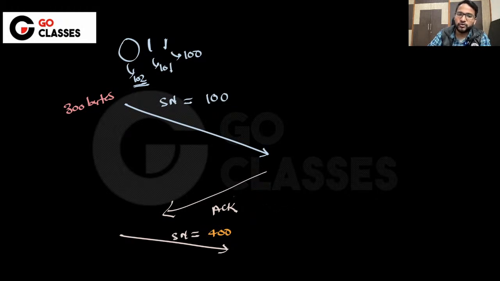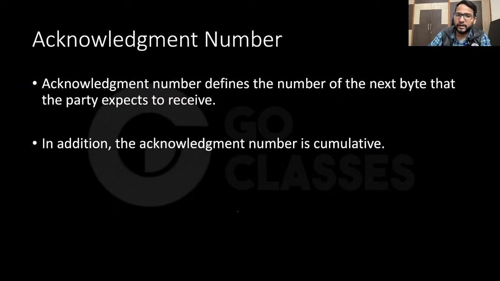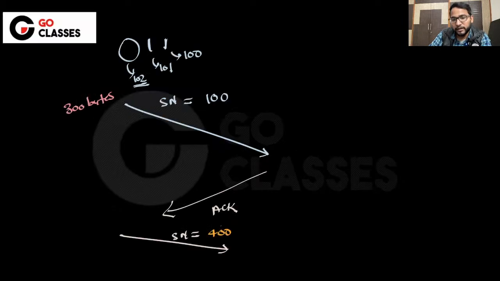Now let's continue to see how the sequence number and acknowledgement behave. This is the sequence number. This is the acknowledgement number, which is basically the next byte it is expecting. So here it will say the acknowledgement is 400. 400 means now it is expecting a sequence number of 400, the next byte. So acknowledgement says the next byte it is expecting.